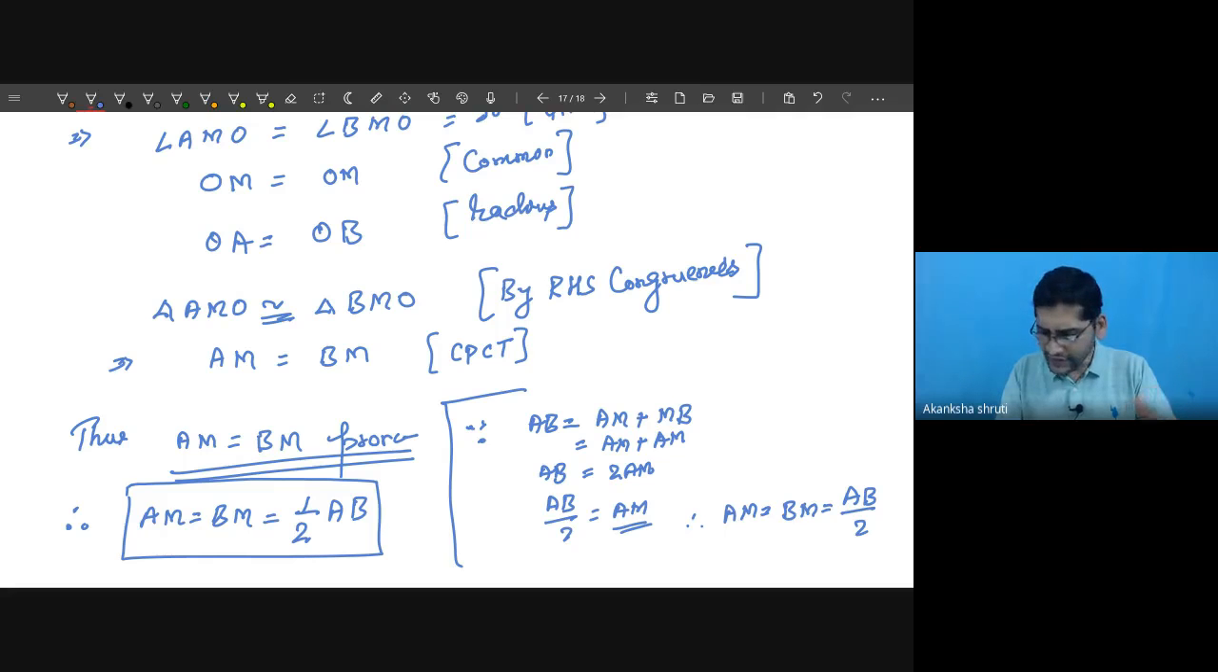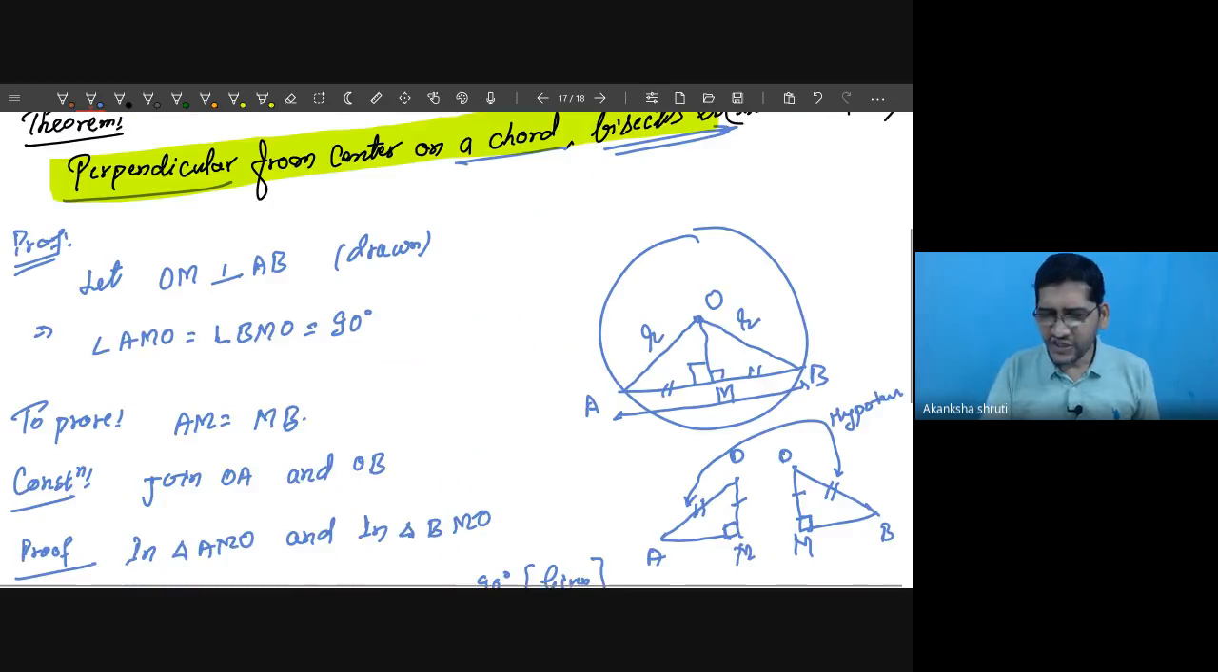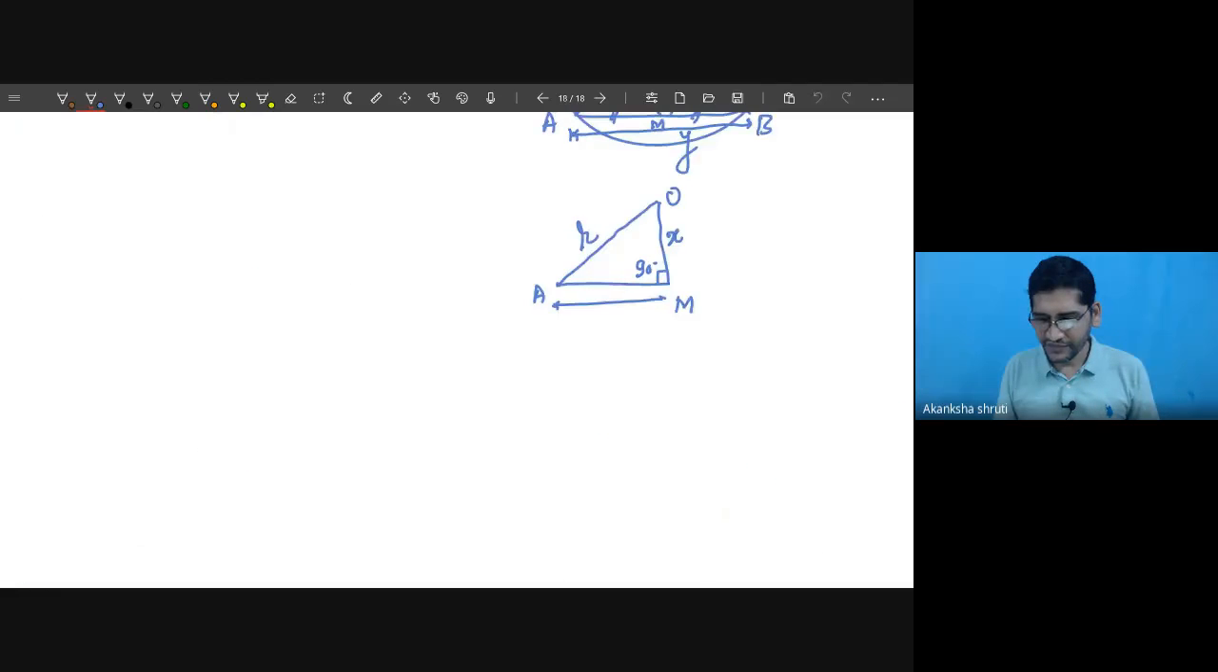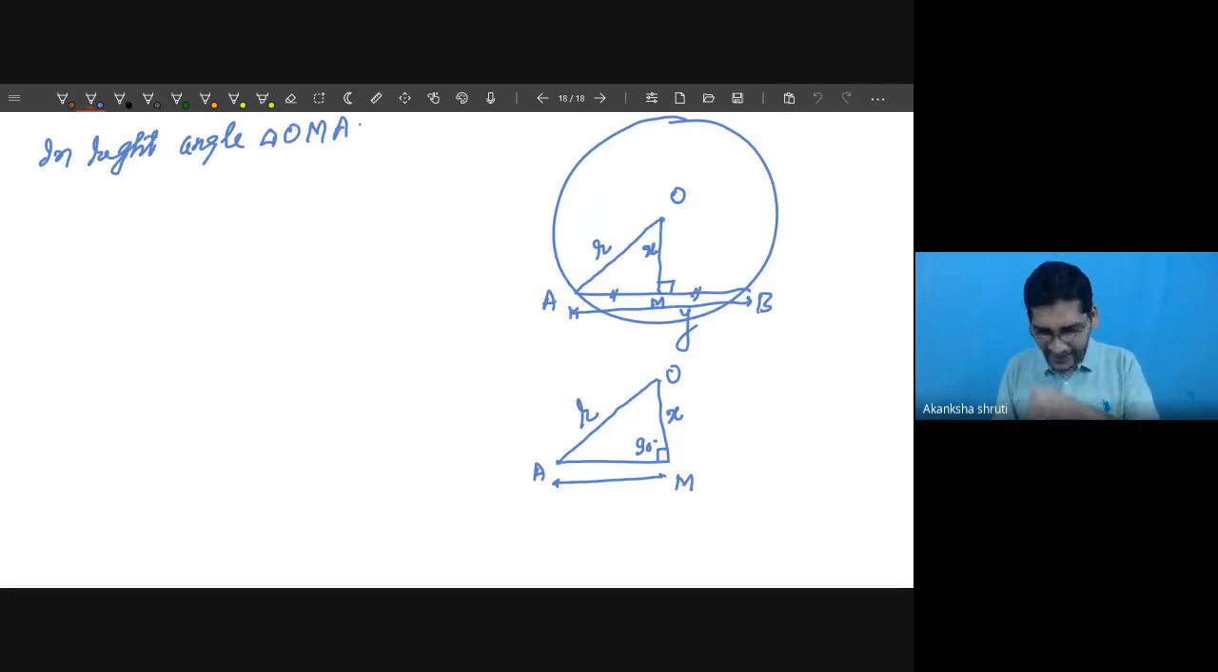Every time, are we doing anything? Nothing we are doing. Whatever the basic thing, when it becomes equal, when congruency is existing, those things we are applying. The simple mathematics we are applying. But ultimately, these things we have to apply in the question. So this way, each of this segment, sorry, the part AM is equal to MB. Here, AM can be written as how much? AB by 2. So this is our Y by 2.